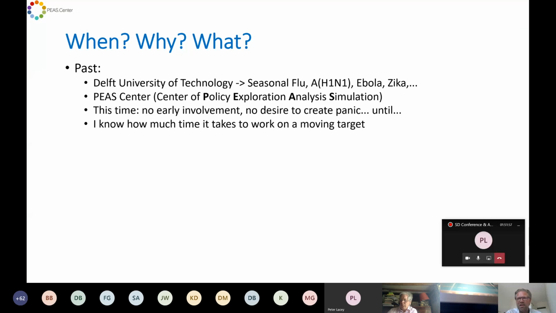Now, Ebola and Zika were not in the Netherlands, so my hopes were that in the Netherlands we would actually have much better data, especially because we have a very, very good health services and also a modeling team within the RIVM, which is the health organization in the Netherlands.